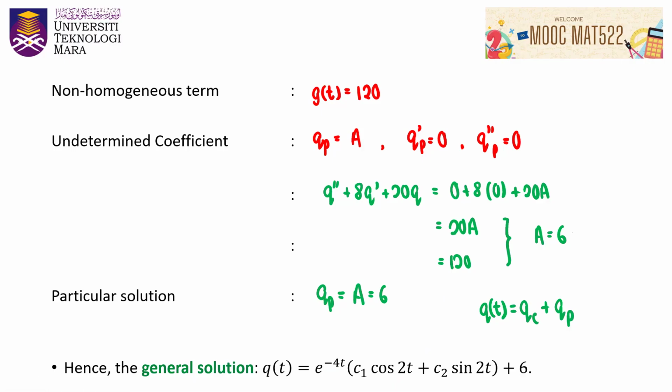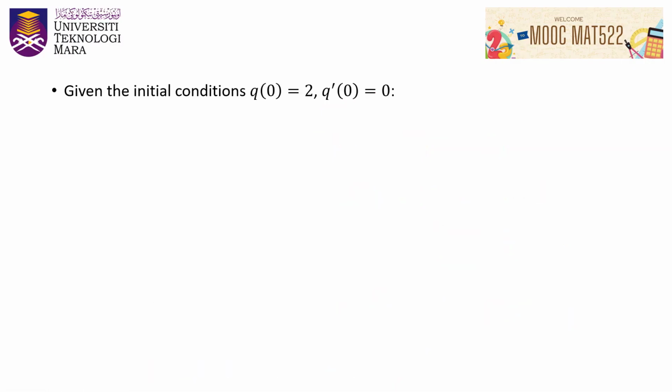Now, this question is also subject to two initial conditions, Q(0) equals 2 and Q'(0) equals 0. Therefore, we can proceed to solve this initial value problem. Again, the equation of the charges is e^(-4t) in the bracket C1 cos 2t plus C2 sin 2t, plus 6.